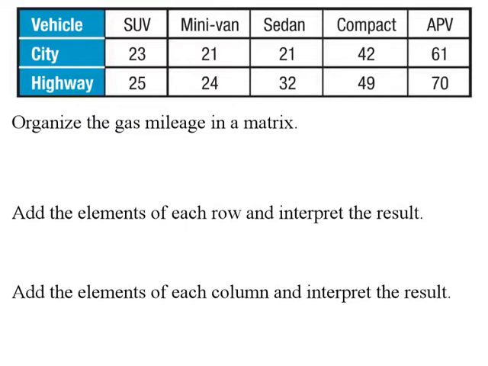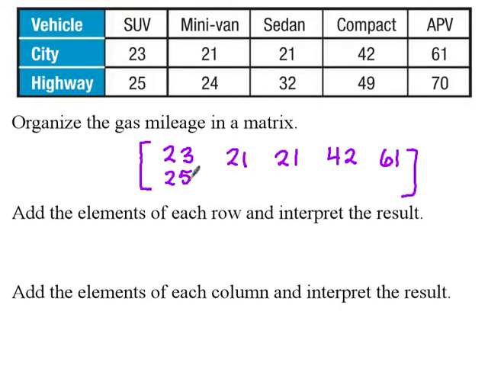So it says organize the gas mileage in a matrix. So basically what you're doing is you're taking this table right there and you're writing it like that matrix on the very first slide. And so I'm just going to start here, and I'm just going to go ahead and write the numbers as I see them across. That's all I'm going to do. And then on the bottom, I'm going to put the numbers 25, 24, 32, 49, and 70. So that's how you've organized it into a matrix. That's it. Okay? We just take those numbers, put them into a matrix with the brackets.